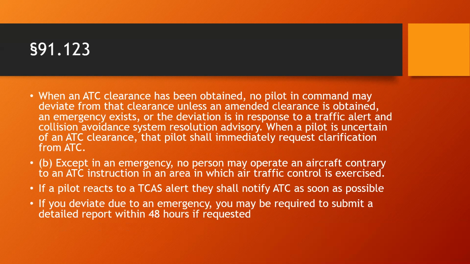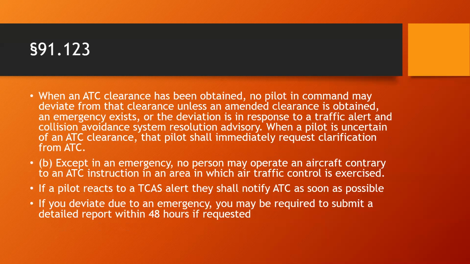Except in an emergency, no person may operate an aircraft contrary to an ATC instruction in an area in which air traffic control is exercised. If a pilot reacts to a TCAS alert, they shall notify ATC as soon as possible. If you deviate due to an emergency, you may be required to submit a detailed report within 48 hours if requested. So this regulation basically says that you have to obey ATC. The only caveat to that is, of course, 91.3, which is in the case of an emergency, in which case you also might be required to submit a report.